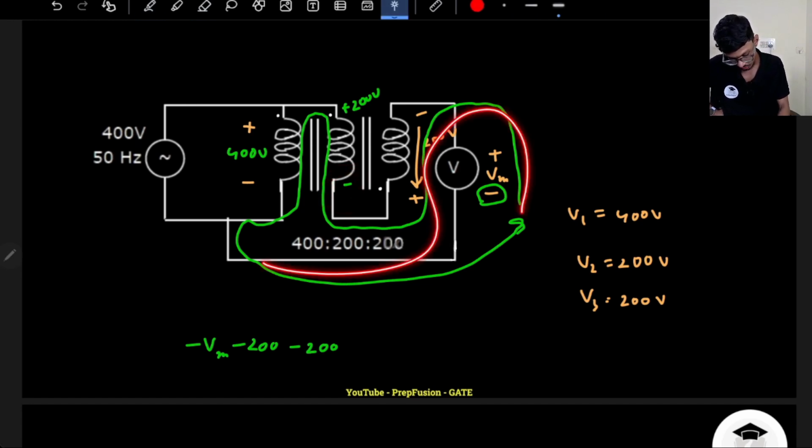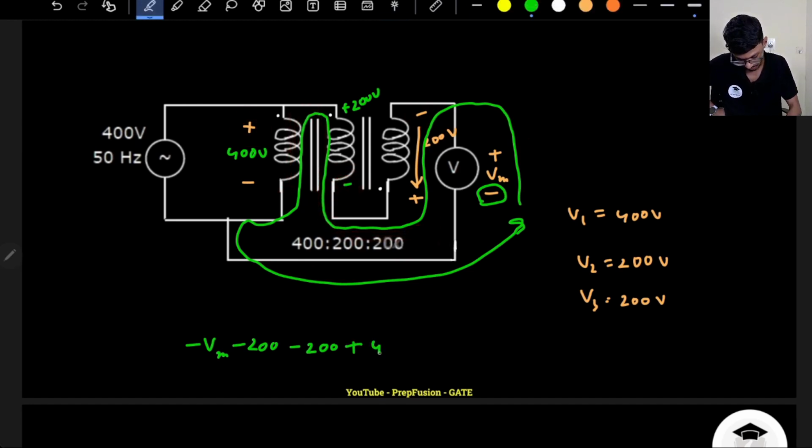As I am going along this loop, first I am encountering a negative sign here, then again I am encountering a negative sign here, then again here I am encountering a positive sign. So this will be plus 400 equals to 0. So my Vm actually comes out to be 0 volts. Very interestingly, Vm comes out to be 0 volts. So the voltmeter will actually read 0.